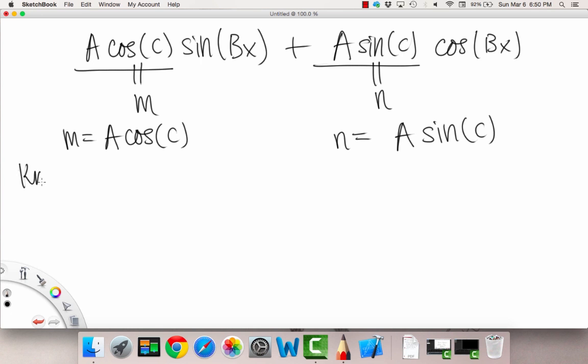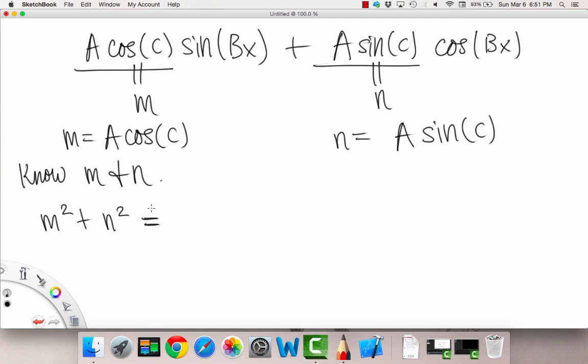So I'll just write a little note. We know m and n, okay? We already know these guys. So to figure out a and c, what are our amplitude and what's our c? That's just kind of a random thing. We could say, well, let's try to play around with this a little bit. So what if we do m squared plus n squared?